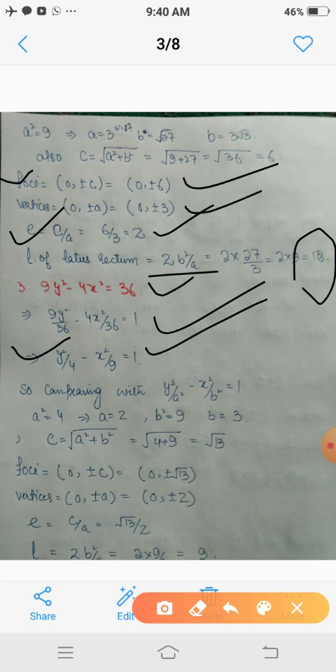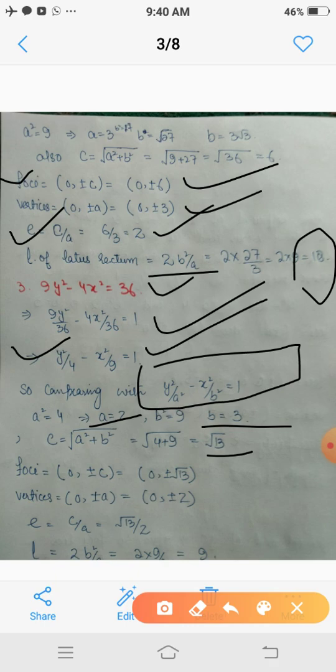So we have to compare this with y square upon a square minus x square upon b square equals 1, which implies that a equals 2, b equals 3, c equals root 13. Now in this equation, the coefficient of y square is positive, which implies that the transverse axis, or foci, lie on the y-axis. Hence the coordinates of foci are 0, plus minus c, that is 0, plus minus root 13. Vertices are 0, plus minus a, that is 0, plus minus 2.